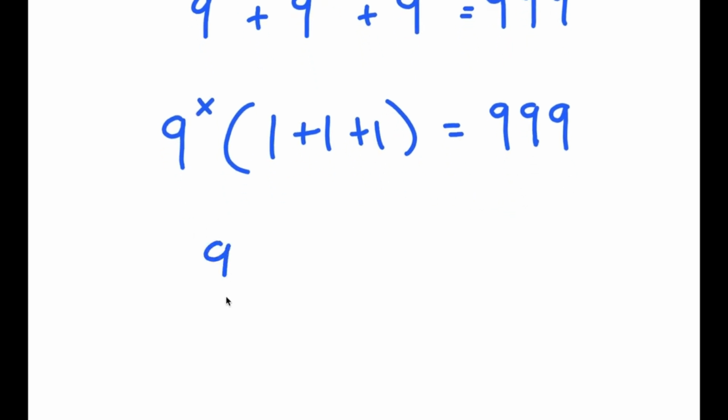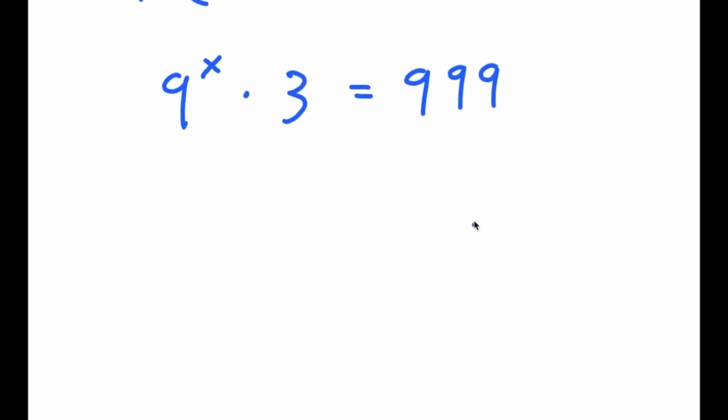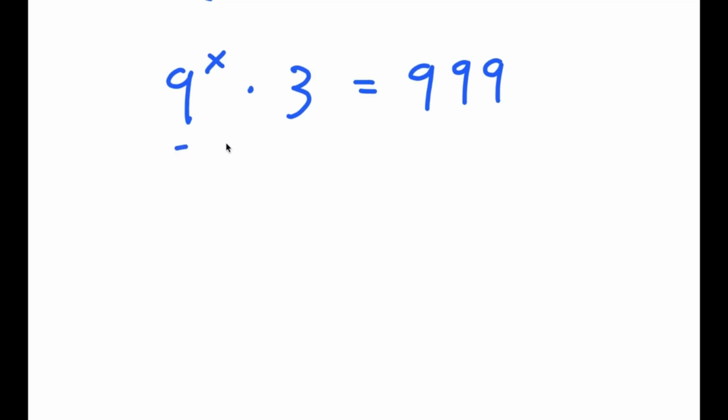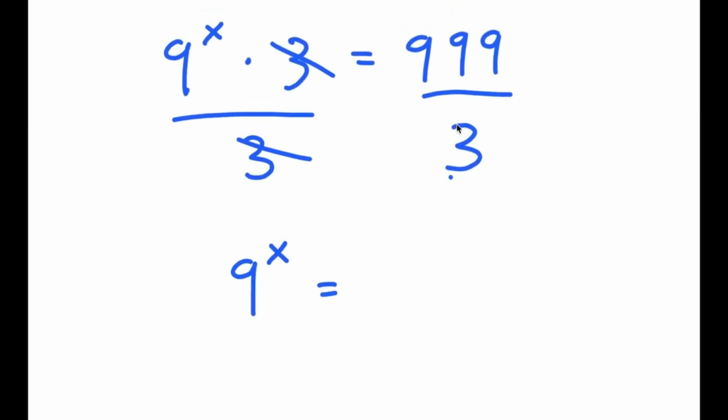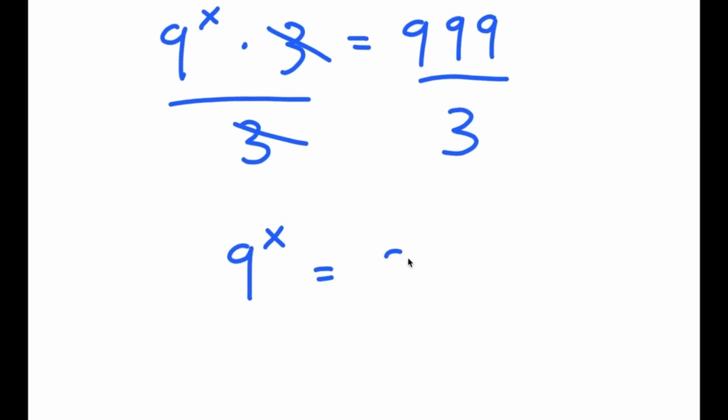Now 1 plus 1 plus 1 is 3, so I get 9 to the power of x times 3 is equal to 999. From here, I'm going to divide both sides by 3. So these two cancel out, and I get 9 to the power of x is equal to 999 divided by 3, which is 333.